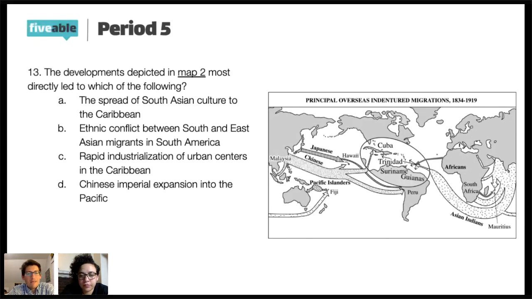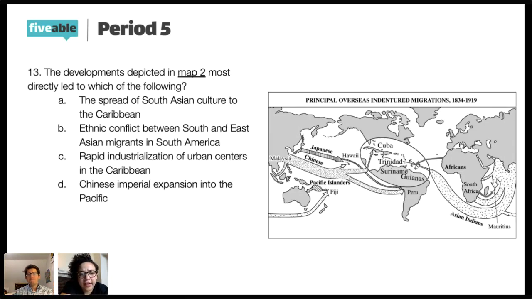So we're not going to see them moving necessarily to urban centers, as you may have seen, for example, Europeans moving to urban centers in the United States during this time period. And D, Chinese imperial expansion in the Pacific. They're not expanding into the Pacific in this time period. Japan eventually will, but the Chinese will not. Which means the only answer here that really fits with what we know is A.